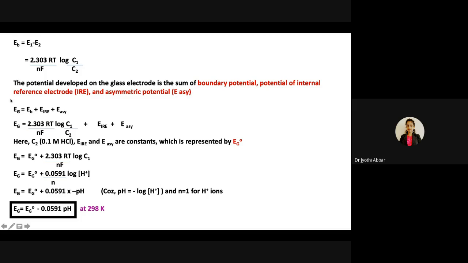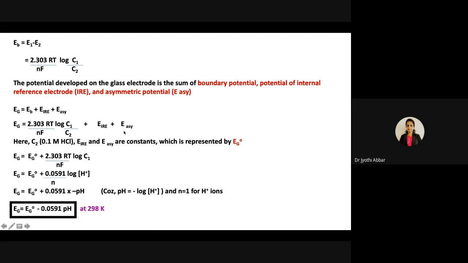Now let us represent the potential of the glass electrode: Eg is equal to the boundary potential Eb plus the internal reference electrode potential E_IRE plus the asymmetric potential E_asy. So we are considering all three potentials and taking their sum. We already know the value of Eb: it is 2.303 RT upon nF log of C1 upon C2. Substitute it here, plus the internal reference electrode potential as it is, plus the asymmetric potential as it is.